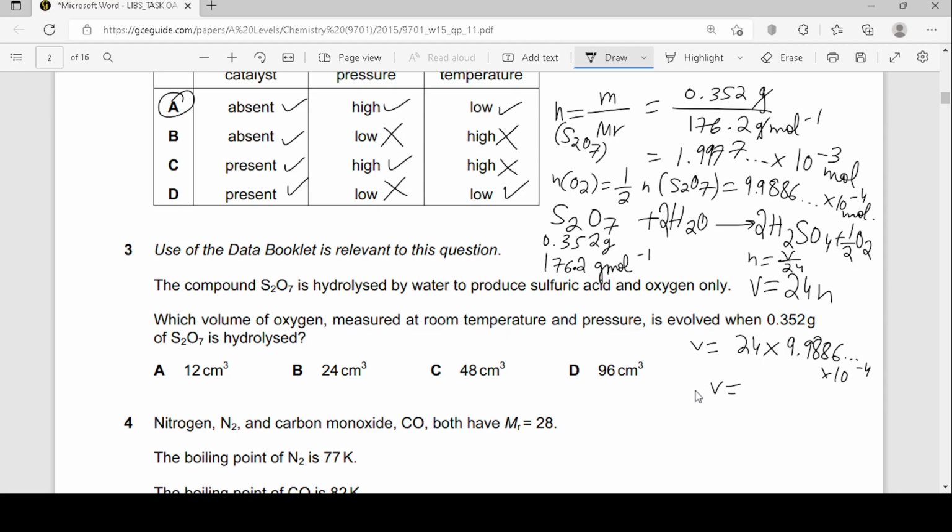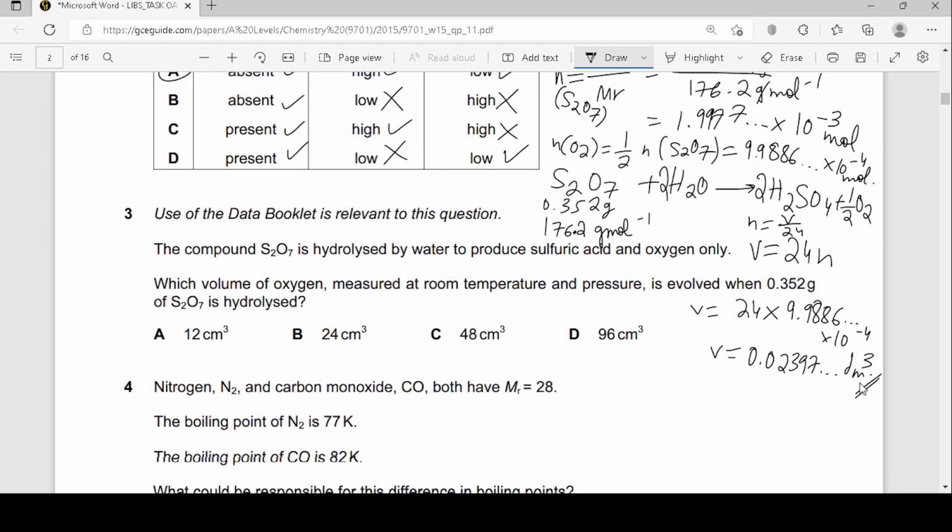So what did I do? 9.9886 into 10 to the power of minus 4. I made a mistake. Anyways, into 24, that's what I meant. Yeah, so I get approximately 0.02397 dm cubed. I actually rounded it off. I did not use the calculator value, so that's my mistake, but that's roughly the value.